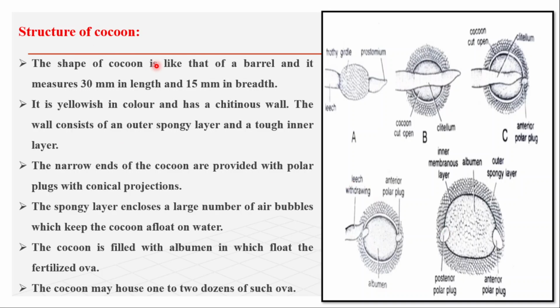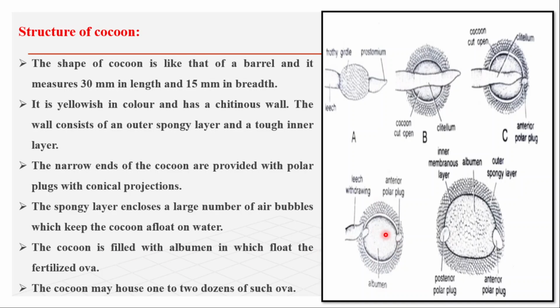The shape of the cocoon is like a barrel, and it measures about 30 millimeter in length and 15 millimeter in breadth. It is yellowish in color and has a chitinous wall. The wall consists of an outer spongy layer and a tough inner layer. The narrow ends of the cocoon are provided with polar plugs with conical projections, the anterior and the posterior one. The spongy layer encloses a large number of air bubbles. The outermost structure of the girdle looks like air bubbles here, which helps the cocoon to float on water.